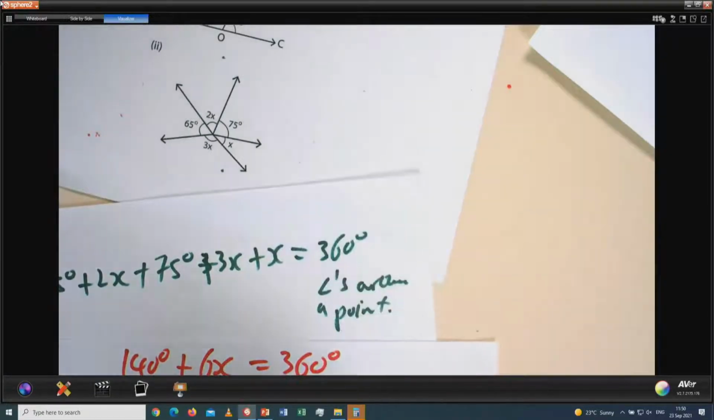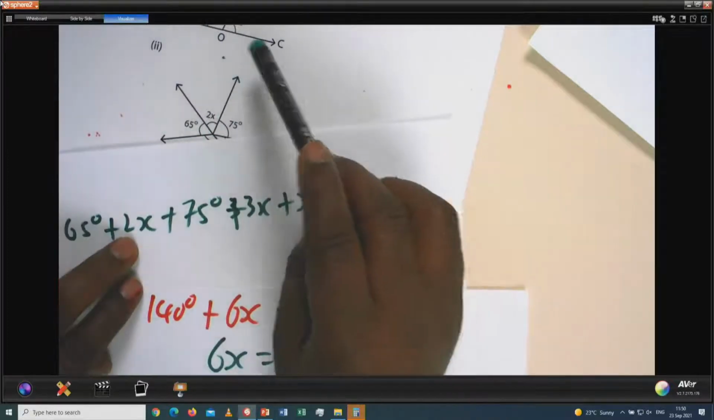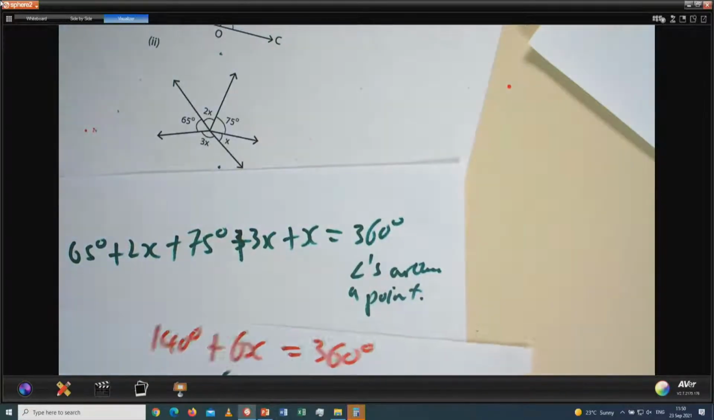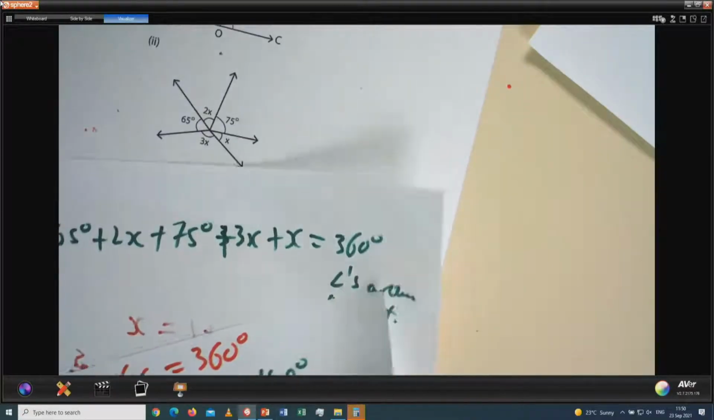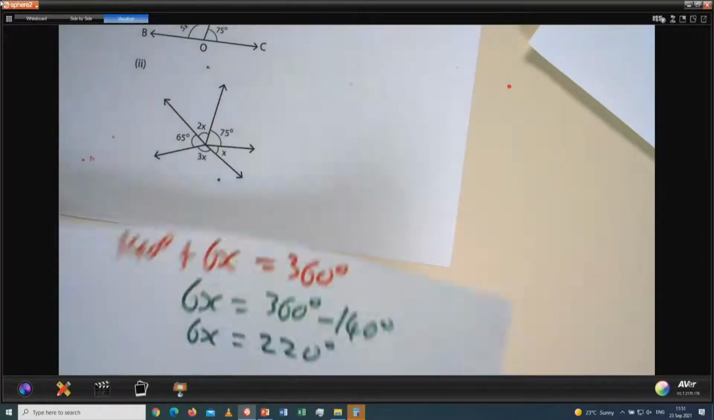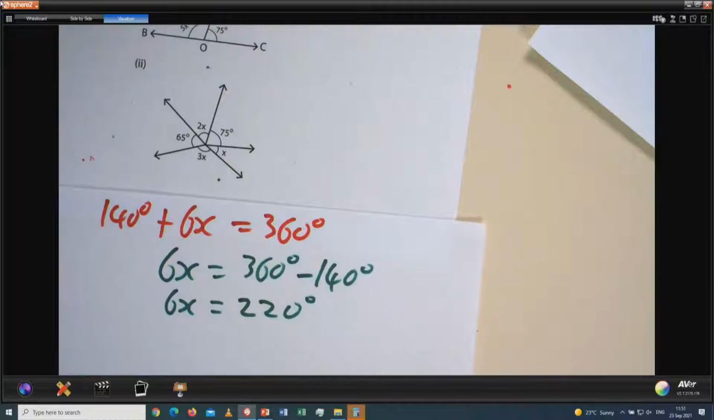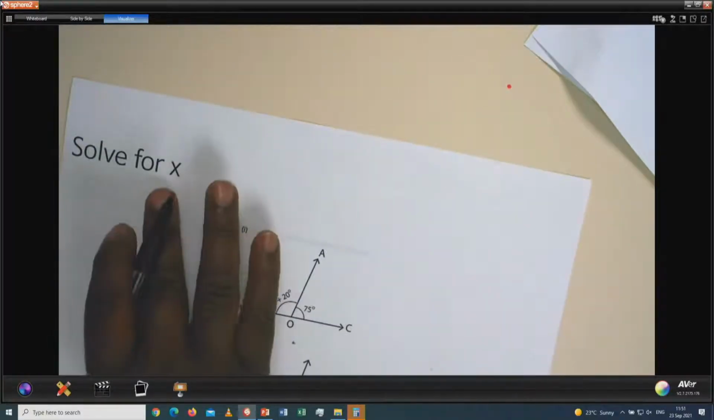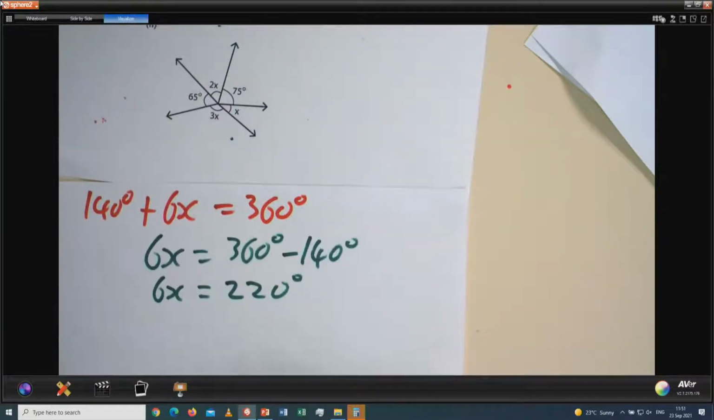Now again, let's see whether we've included all the points. We've got 65, we've got 2x, we've got 75, we've got 3x, we've got x. Therefore, we are on the right track. Almost everything is included, because sometimes you get stuck or confused in the process of working out a question because we have missed certain information. Once more, we want to solve for x. The question says solve for x. Therefore, we are interested in x.